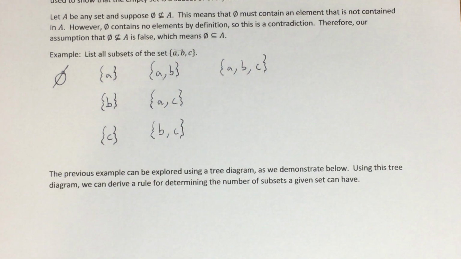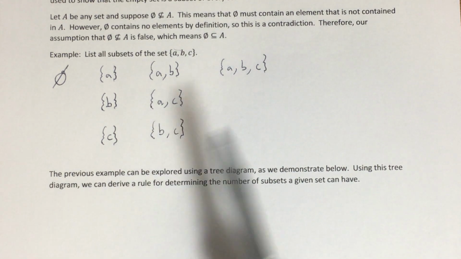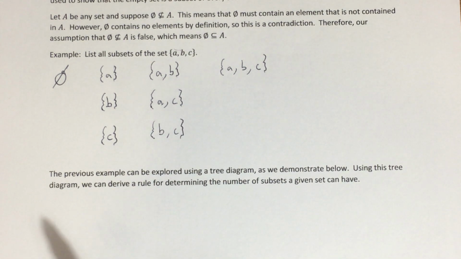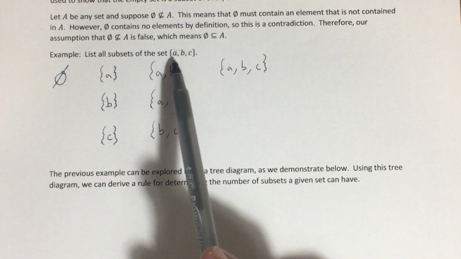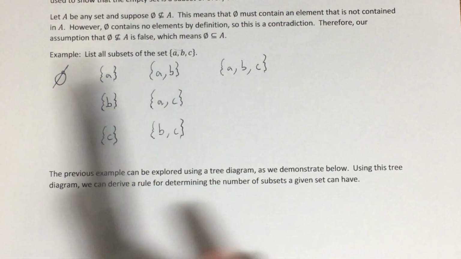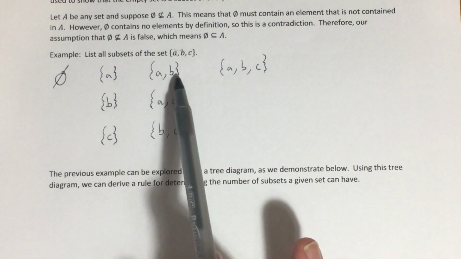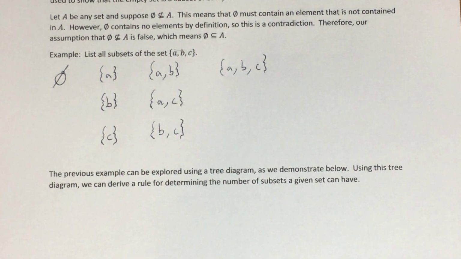Now, what we're going to be doing with this idea is not continually listing out a bunch of subsets, but rather trying to determine the total number of subsets that a particular set can have. And it turns out that you don't need to do this listing approach to determine that. How many subsets did we end up with? There's 1 here, 3 here, 3 here, and 1 more here. That totals to 8. This set of 3 elements contained 8 subsets.